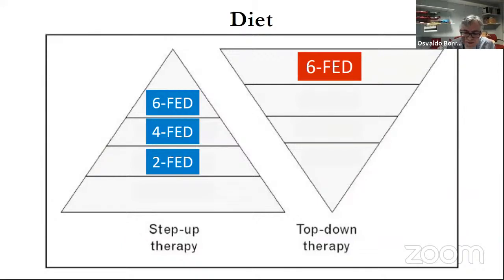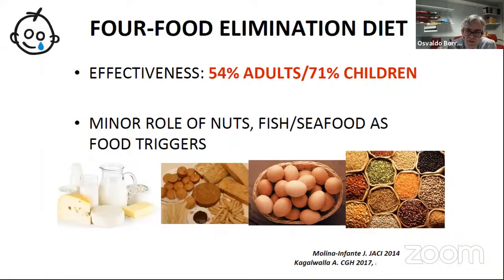So there is a discussion whether we should have a step-up approach. We should start from a two food elimination, usually cow's milk and gluten wheat, or a four food elimination diet, gluten, wheat, cow's milk, soya, and egg, or the six food elimination diet. Or we should start with the top-down diet, which is quite complicated, and of course discussion with the family is definitely needed.